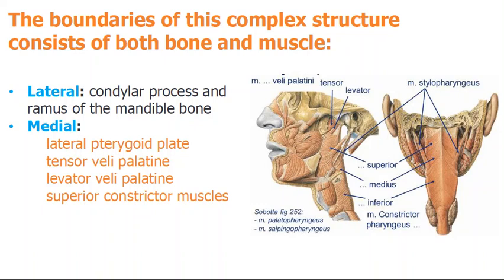The medial boundary of the fossa is formed by the following muscles: the levator veli palatini muscle and the tensor veli palatini muscle right here, and also the superior constrictor muscle of the pharynx present here, and also we have the lateral pterygoid muscle. We will see it, I think, in the next slides. So the medial boundary of the fossa is formed by a group of muscles.